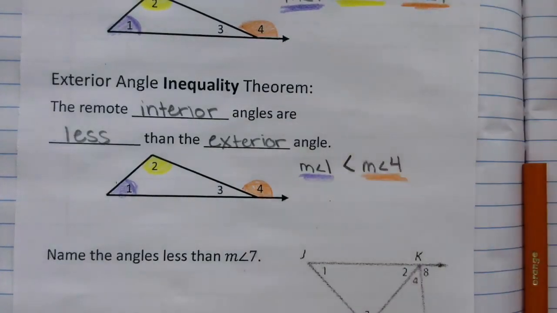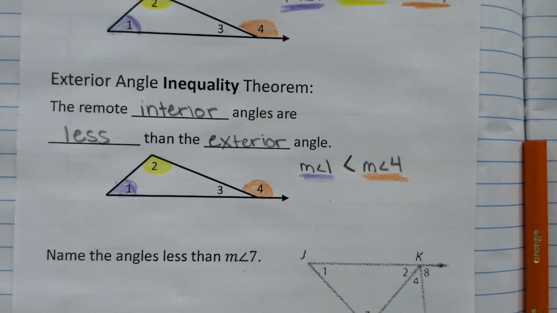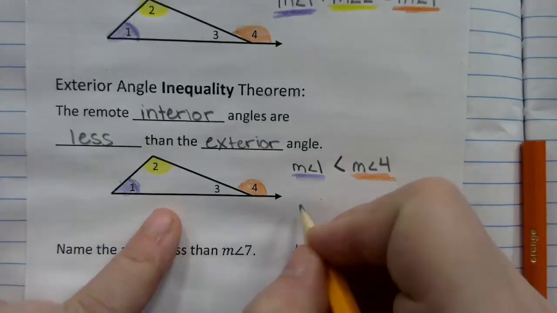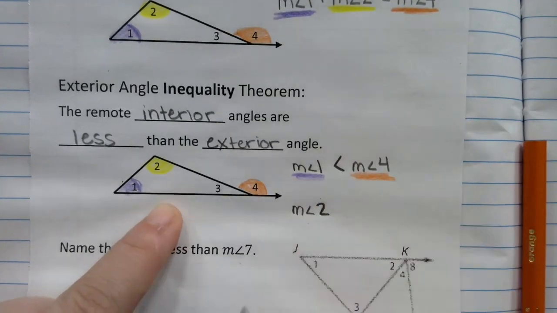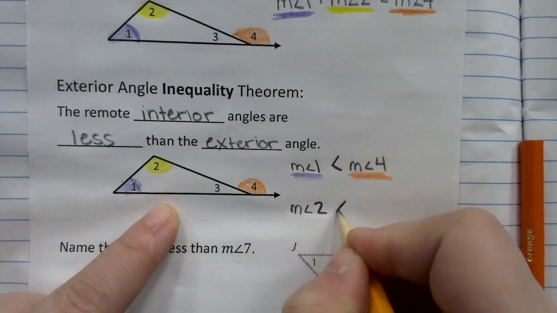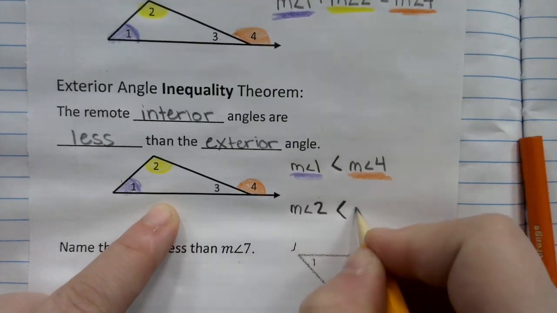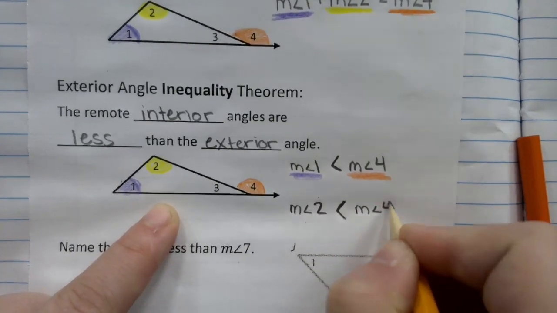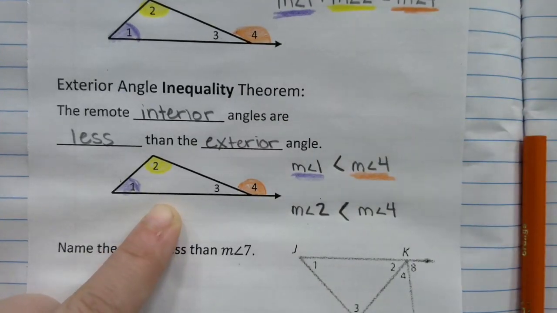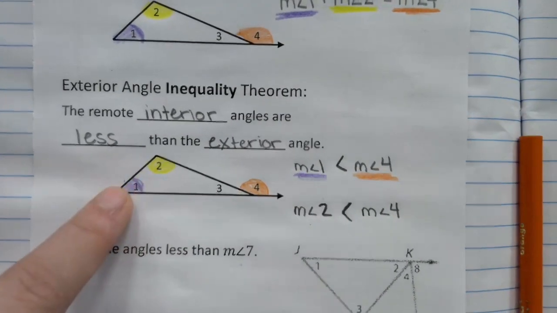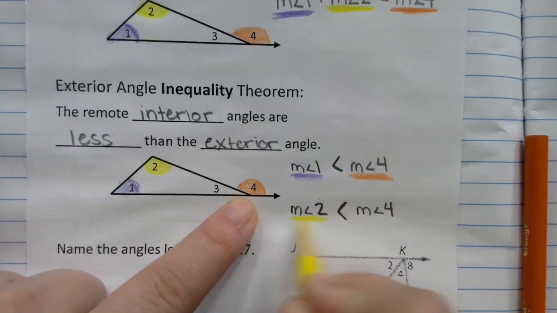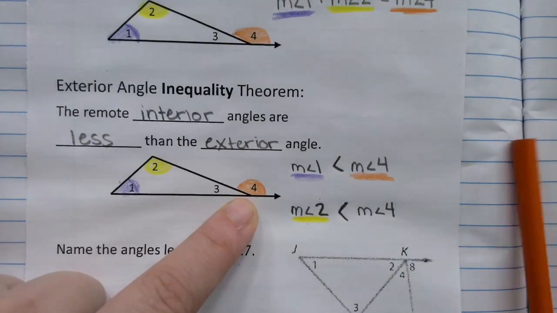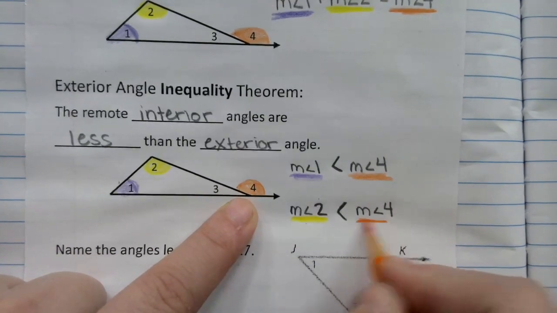Okay, and I can say the same thing with the other remote interior angle. What's the other remote interior angle? 2. So the angle 2, no matter what it is, has to be less than angle 4. Because if 2 and 1 added together make 4, that makes 4 bigger. So they have to be smaller than the outside angle, angle 4.